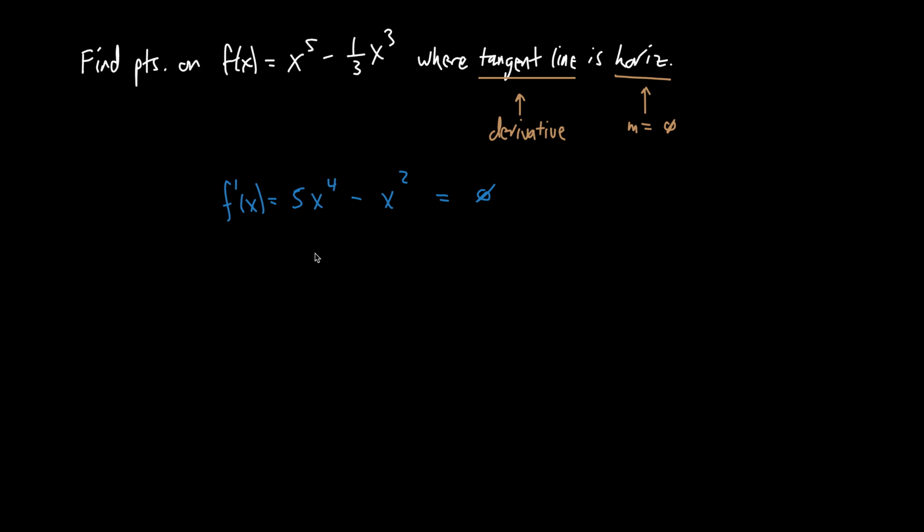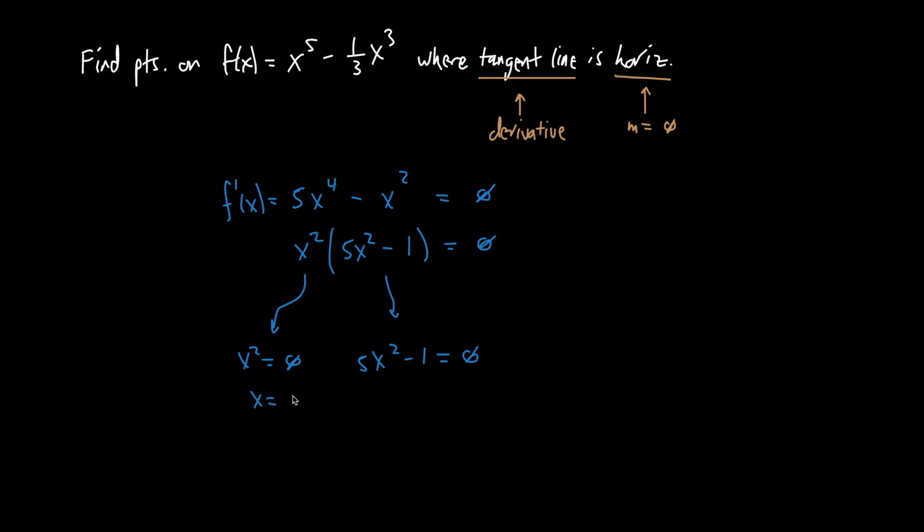And so what I like to do instead is factor out an x squared. The highest power these terms have in common is 2, so I take that out. Obviously, you can't pull out x to the 4 from something that has x squared, right? So I'm going to pull out the x squared. I'm left with 5x squared minus 1. And what this tells me is that either x squared equals 0, or 5x squared minus 1 is going to be 0.